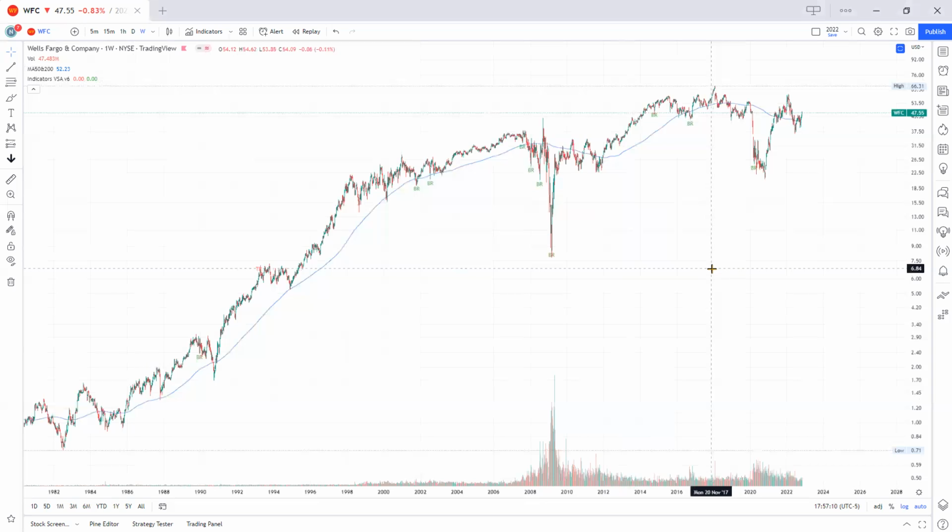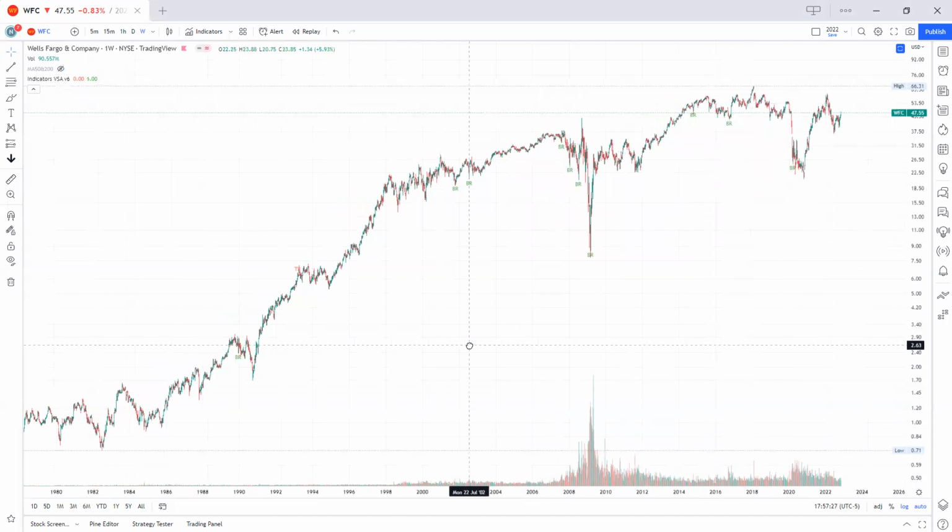I'm going to have only the price action listed, none of the indicators. I do have, let's see here, the moving average 50 and 200. I'm going to hide them. Okay, so the chart is really clean. And this is on the weekly.